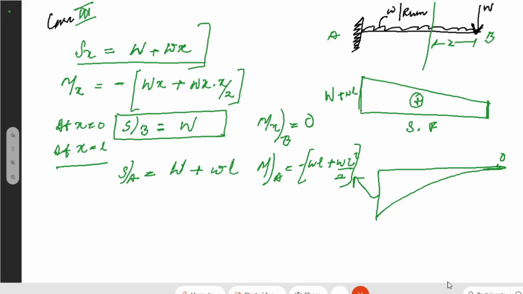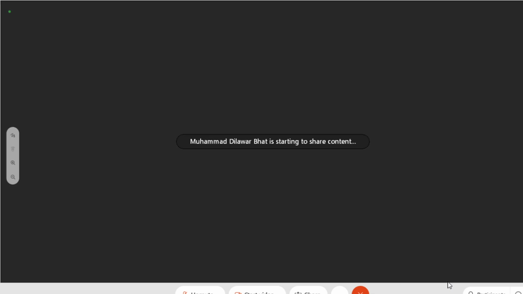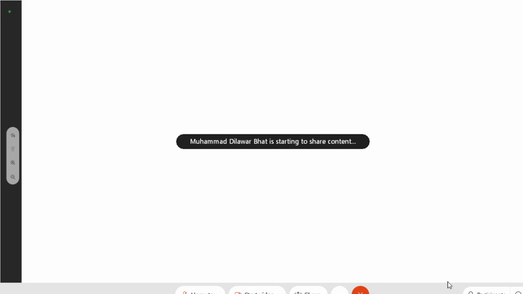Now, for example, we have another case, the last case. Then we will switch to simply supported beams. Now, let's say a case which we have already done. That is, we had a uniformly varying load, a triangular load. It is w per unit run, over a span of X. Okay, this is your point A and this is your point B.